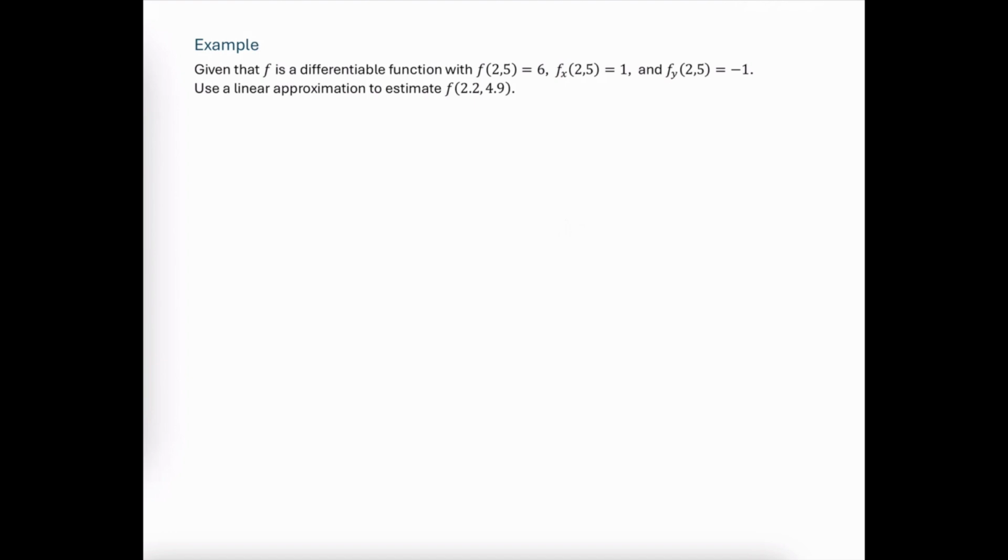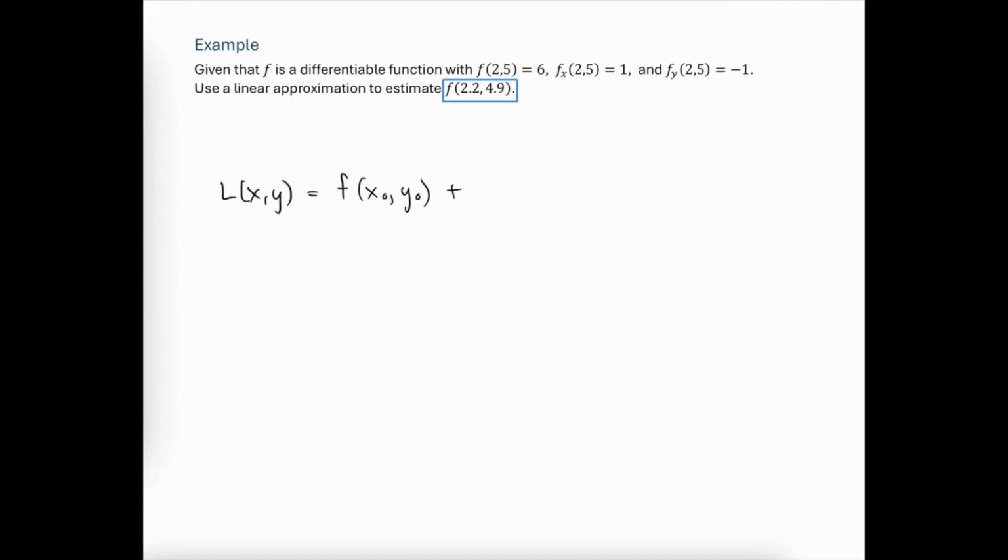We're given that f is a surface function that's differentiable, and we're given some information about this function. We're given the function evaluated at 2, 5, and we also know the first partials evaluated at 2, 5 as well. Then we're asked to use the linear approximation to estimate the function output for a domain element that seems to be relatively close to the element 2, 5. So 2.2, 4.9 is close to 2, 5. But we do not have the surface function itself, so we're not able to calculate this exact value because we aren't given the surface function. But we do have enough information to calculate the linearization.